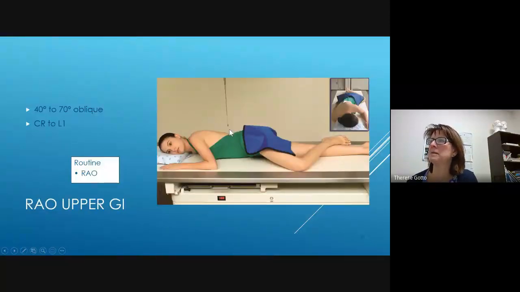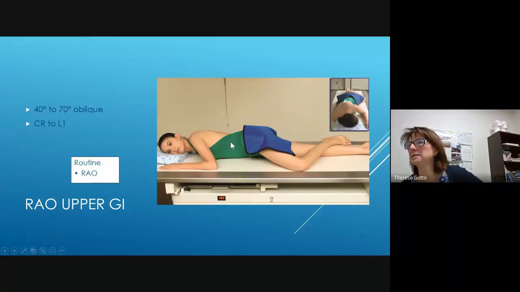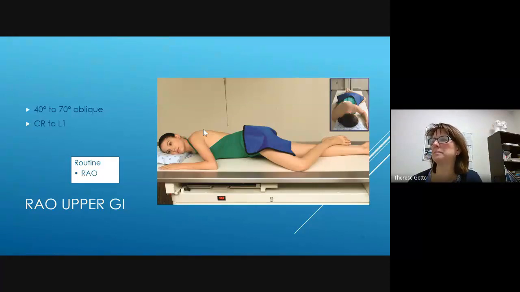Your central ray is going to be centered at L1. Remember how we found L1? So the top of the crest, and then we went up 2 to 3 fingers above that. That should be the center of your field of view.